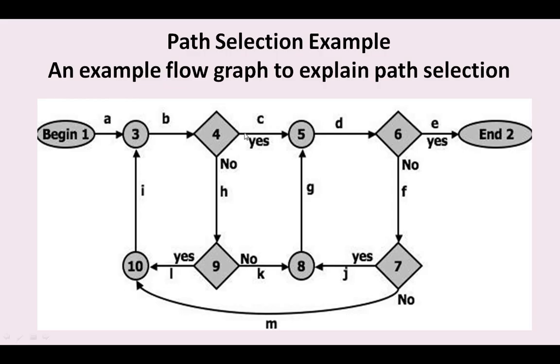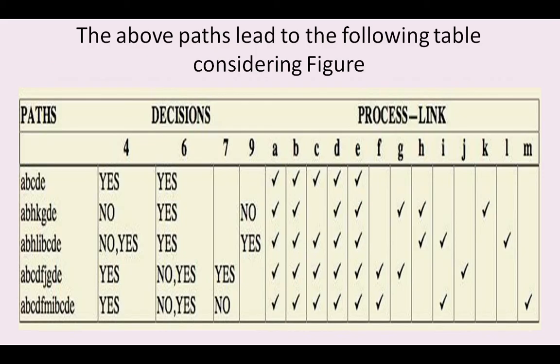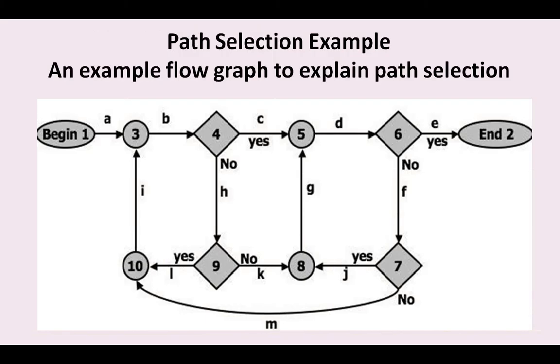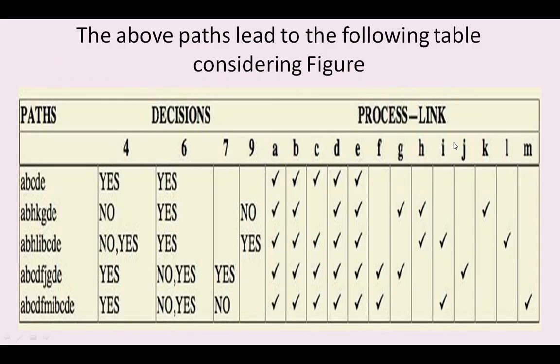So A, B, C, D: 4 is yes, E is yes. Okay, 4 is yes, 6 is no, and 7 is no. 4 is again yes, so 4 yes, 6 no, 7 no. And 6 yes is also there. Okay, 4 yes, 6 yes and no, and 7 no.